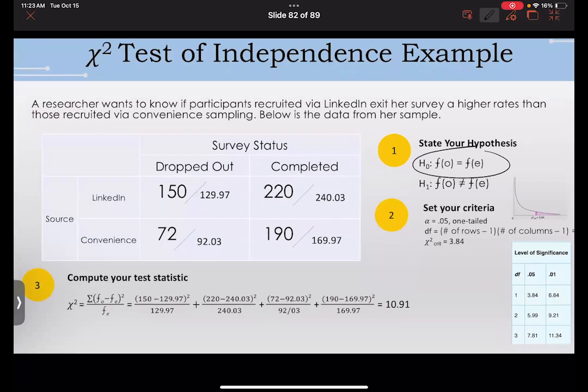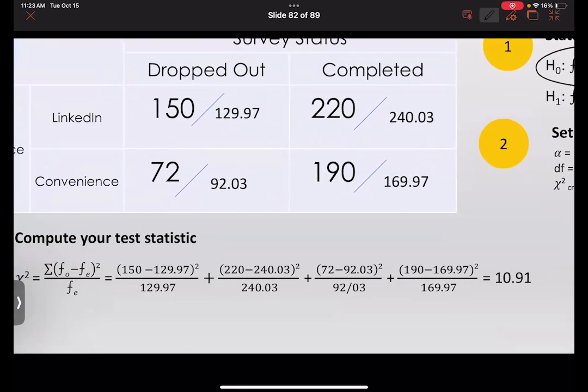Compute your test statistic. Remember that what we're doing is going cell by cell and calculating the difference between observed and expected. We don't care which one's higher or lower, i.e. we are not looking at directionality. That comes in later with reporting. We're just subtracting one from the other and squaring it to get rid of the negative and putting it over our expected. So how does this difference compare to what we expect? Adding that all together, we get 10.91.